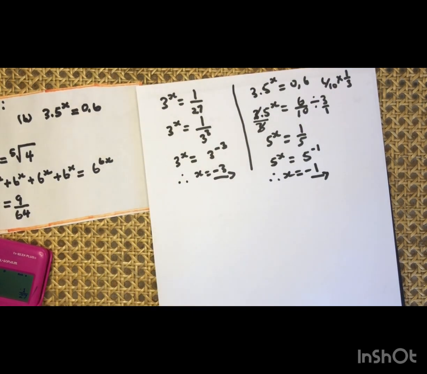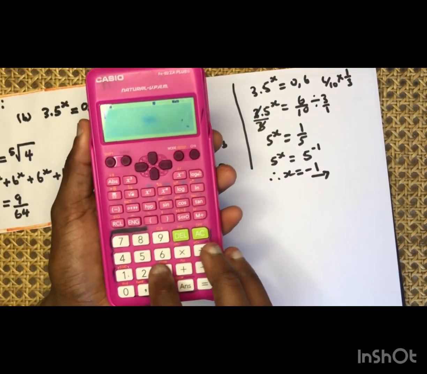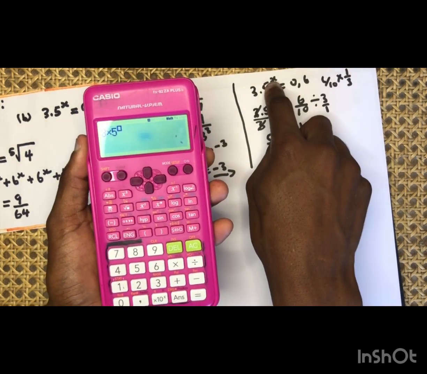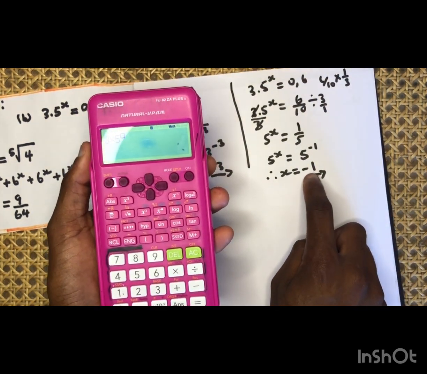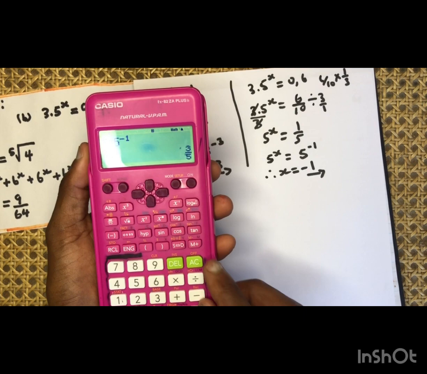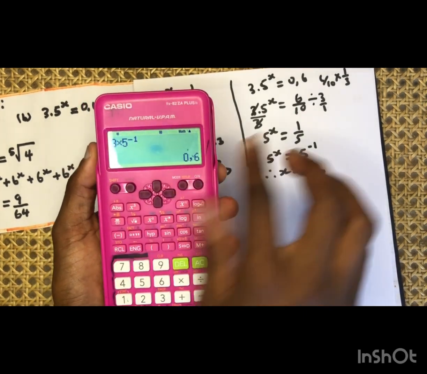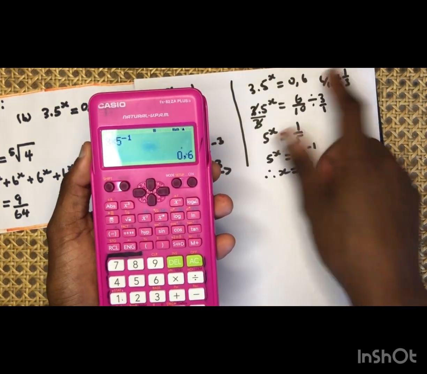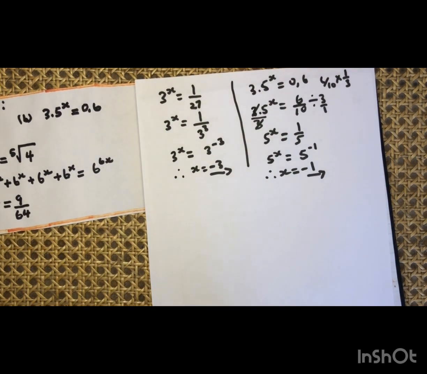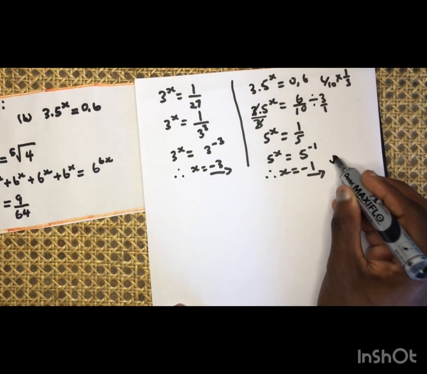So now I can conclude that my x is equal to negative 1. Yes, that's good. You can test your answer: you have 3 times 5 to the power x, in place of x you put the solution that you have, which is negative 1. If you press the SD button, can you see that you still get 0.6, which means your answer is correct.